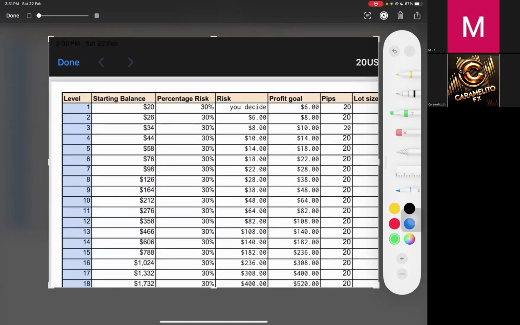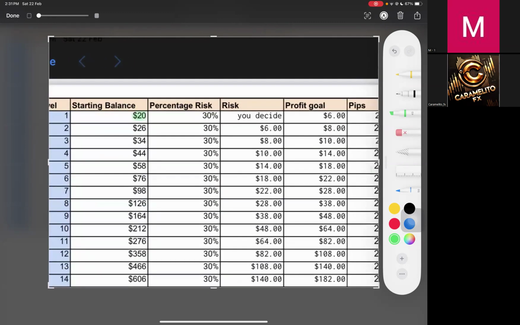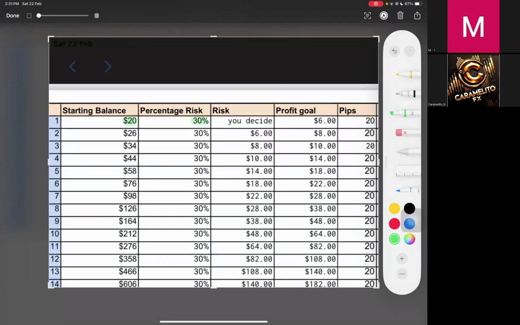So this is an example for you to see, or maybe for you to start. You can start from $20, or you can start with $50. It's up to your liking, but this is an example for you to follow. Let's say for the first day you start from $20 and you risk 30% of your account, of your margin. You decide how much you want to risk, but the target profit goal is only $6.